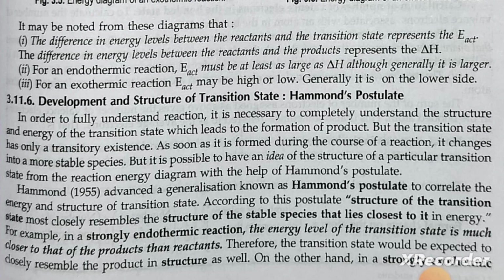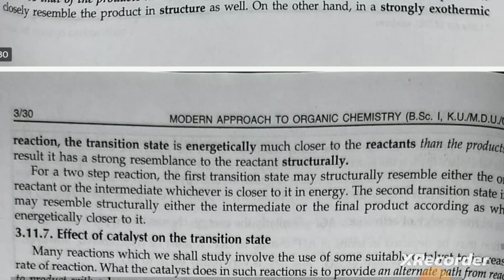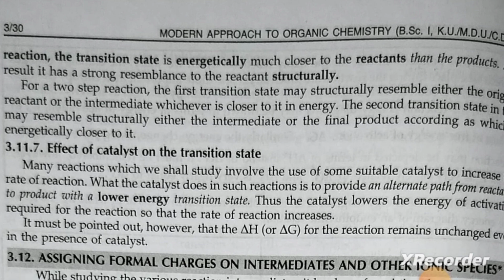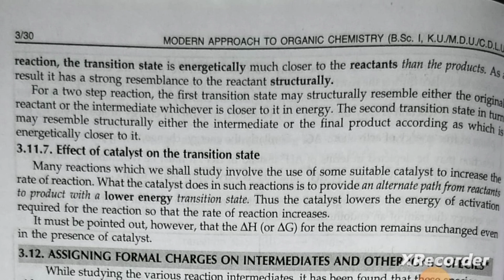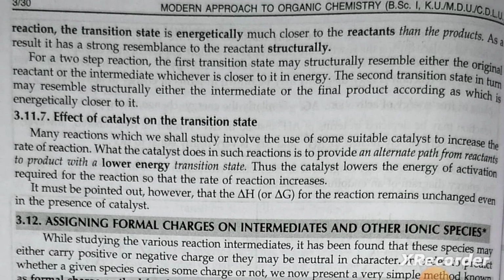On the other hand, in a strongly exothermic reaction, the transition state is energetically much closer to the reactant than the product. As a result, it has a strong resemblance to the reactant structurally. For a two-step reaction, the first transition state may structurally resemble either the original reactant or the intermediate, whichever is closer to it in energy. The second transition state in turn may resemble structurally either the intermediate or the final product, according to which is energetically closer to it.